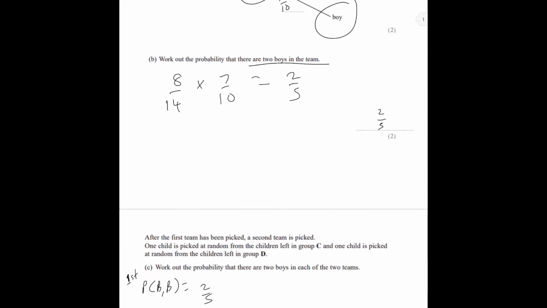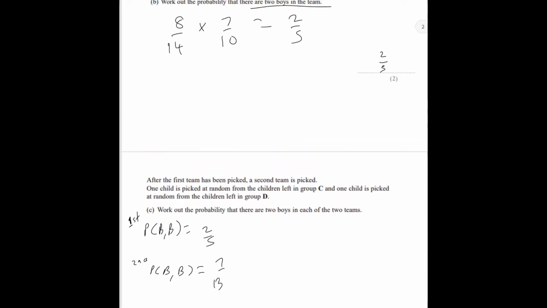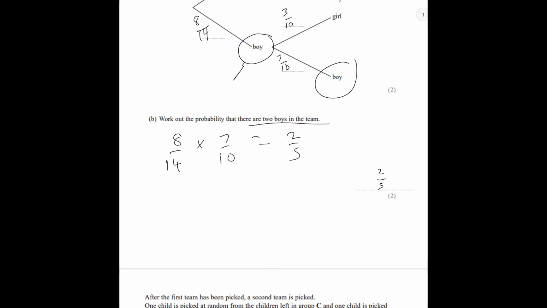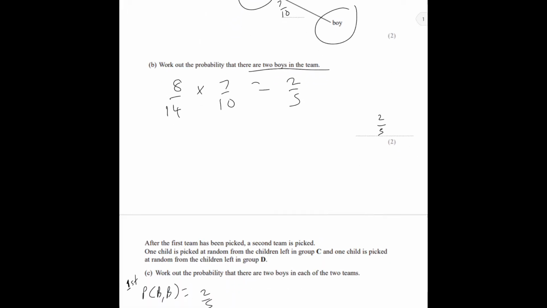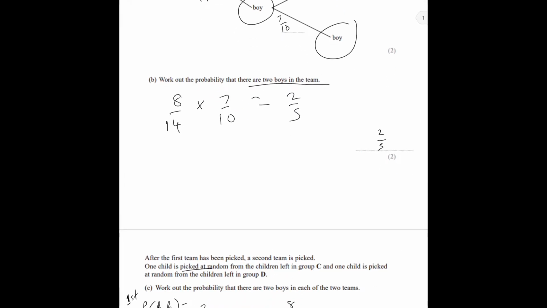In order to get BB, one child has been removed from each group, so that would make it 7 by 13 for getting a boy again. Where is the 7 by 13 taken from? If you carefully examine it, once one child has been taken at random, we're basically subtracting 1 from 8 by 14.